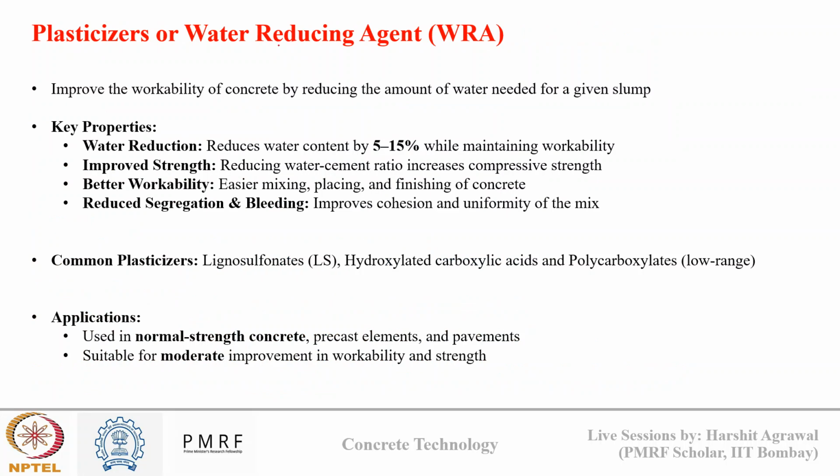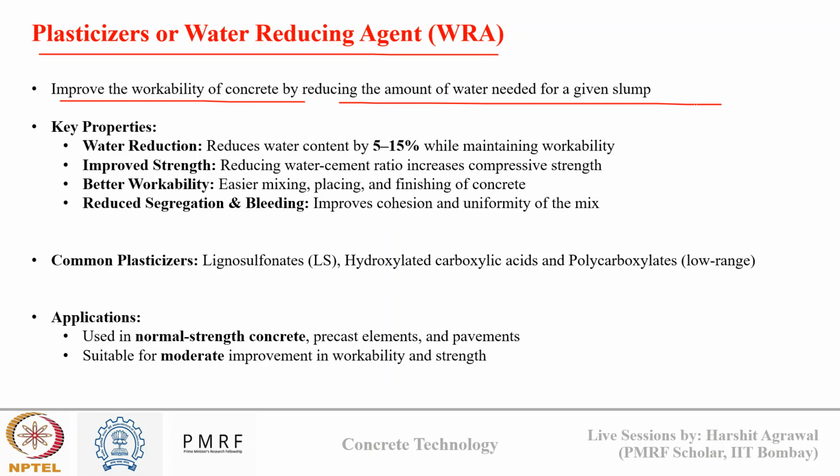If we talk first about plasticizers or water reducing agents, they improve workability of concrete by reducing the water demand. That we have already seen from the general definition of admixtures. What are their key properties? They can reduce the water content by 5 to 15%. Suppose I required 400 kg of water. Instead of 400, I can use 320 to 360 kg of water to achieve a standard level of slump workability that I want for concrete.